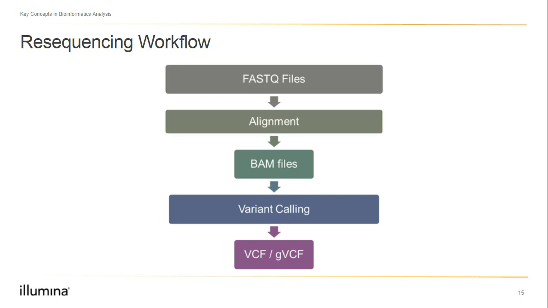And this gives a rough outline of the general steps in any resequencing workflow, where we have our FASTQ files as input. Those are aligned in our alignment step. BAM files are output, which are then used for variant calling. And then we finally get an output with our variant call file and our genome variant call file, which we'll discuss a little bit more here.